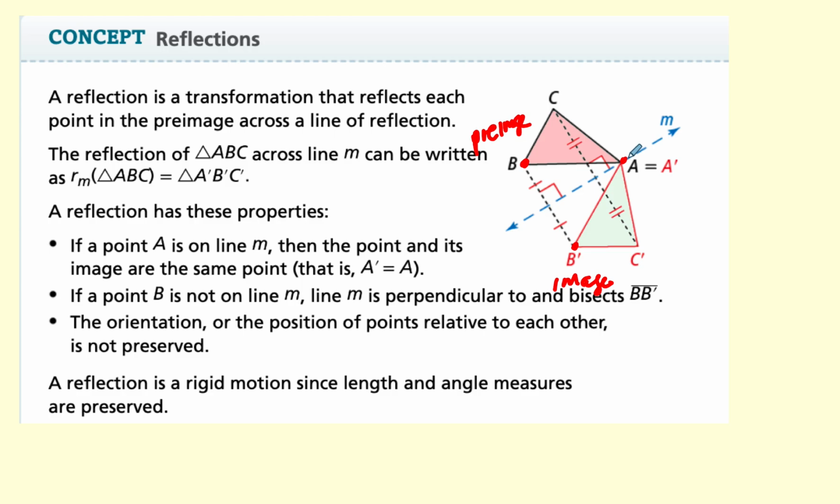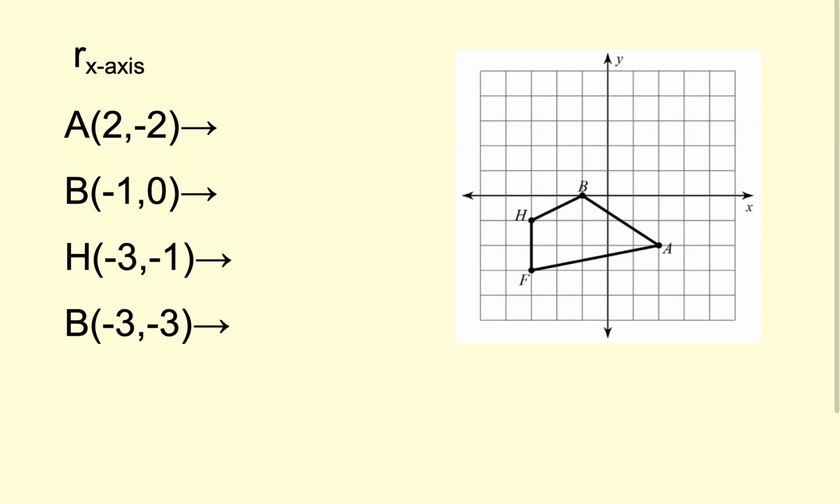It just stays put. So the only points that move are the points that are not on the line of reflection. Reflection is a rigid motion. It means it doesn't change its size or shape. The length and angle measures are preserved. Preserved means that they are kept the same. The orientation, or the way the figure is facing, is not preserved. So it's not facing in the same direction.